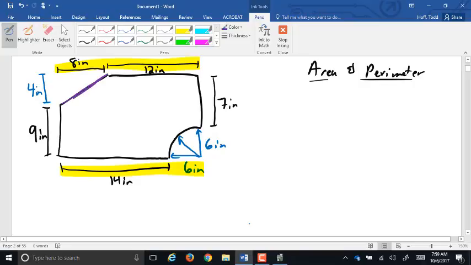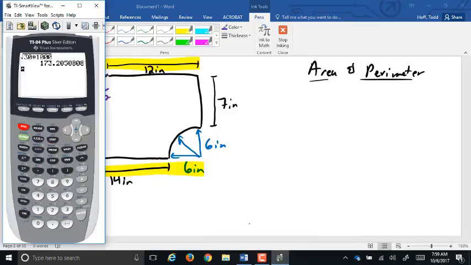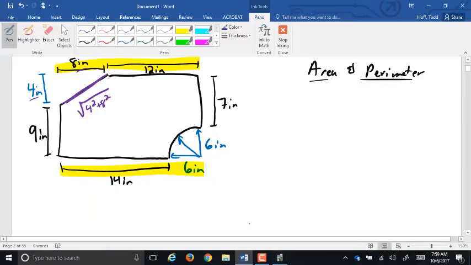Here, well, we've got 4 and 8. So that hypotenuse, 4 squared plus 8 squared, then you just square root it, right? So 8.94 we'd have to go with.